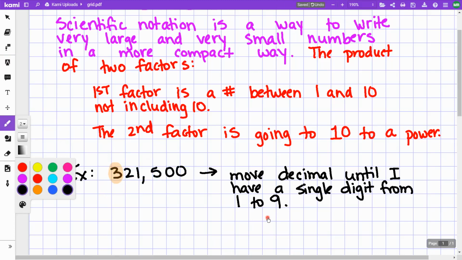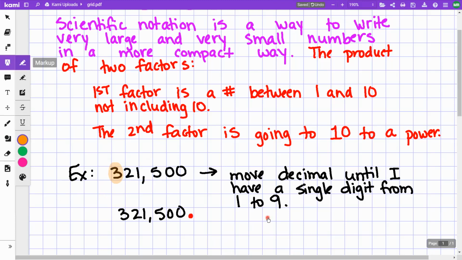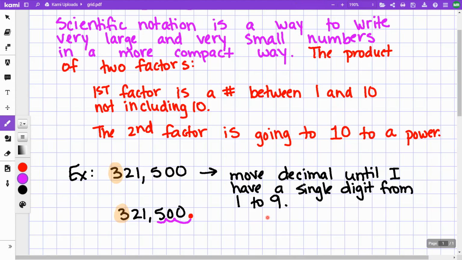So let me just rewrite this number here. 321,500. And my decimal really is here. And again, I'm going to move it until I have a single digit in front of my decimal. So I am going to move it 1 place, 2 places, 3 places, 4 places, 5 places. And now my decimal is going to be here.